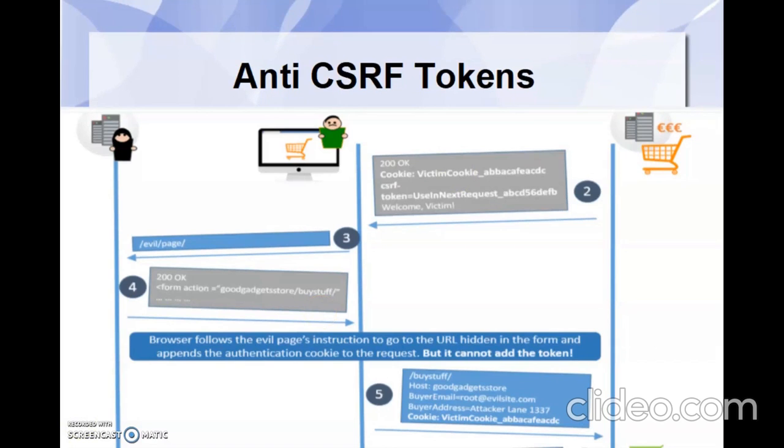Anti-CSRF tokens are used to challenge a token that is associated with any particular user. It is probably sent as a hidden value in every state-changing form in the web app. It is also known as a synchronizer token pattern. What it does is the web server will generate a token and store it. The token is set as a hidden field of the form.